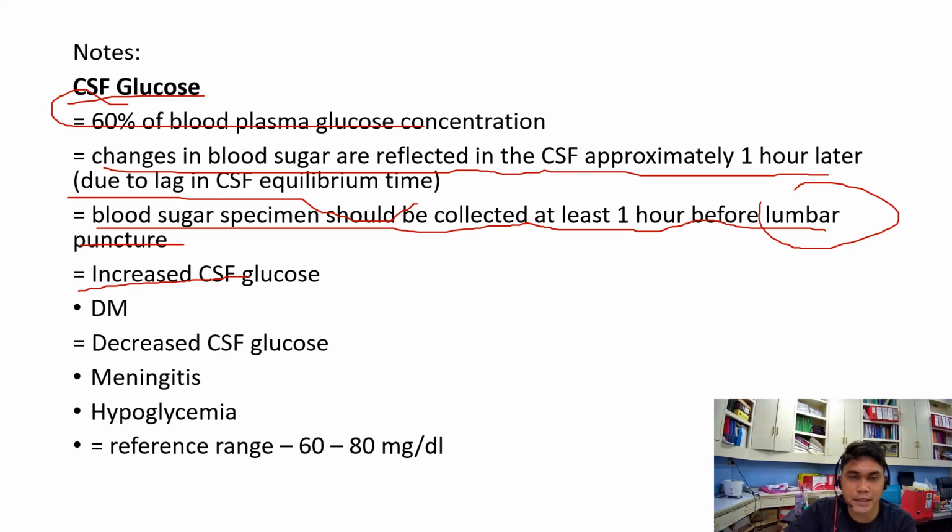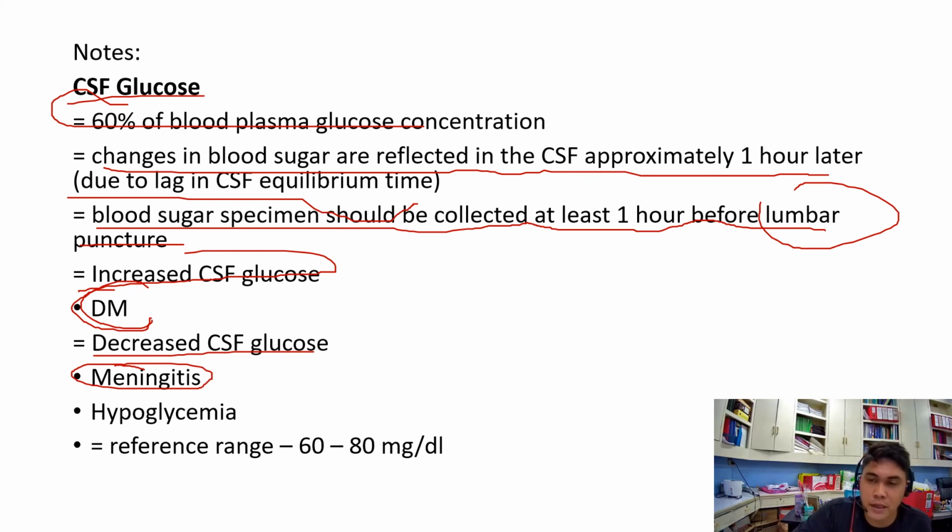So a disease with increased CSF glucose is diabetes mellitus. For decreased CSF glucose, you have meningitis, or inflammation of the meninges, either bacterial or fungal. There's a decrease in CSF glucose due to the consumption of glucose by the microorganisms. Another cause of decreased CSF glucose is hypoglycemia.